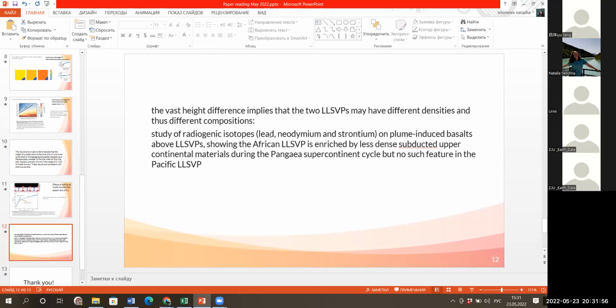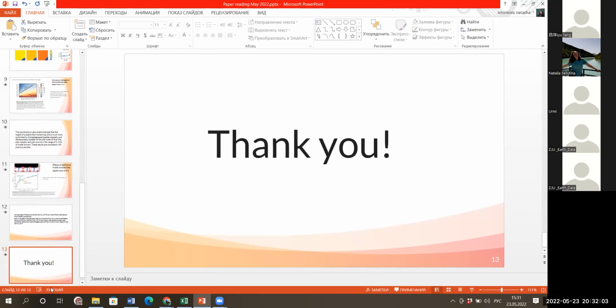the difference in composition and dynamics causes those two large differences in sizes. That's it. Thank you.